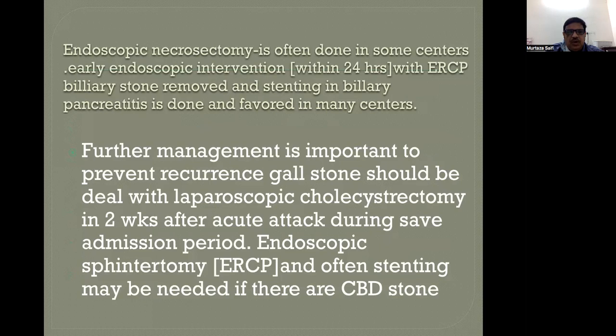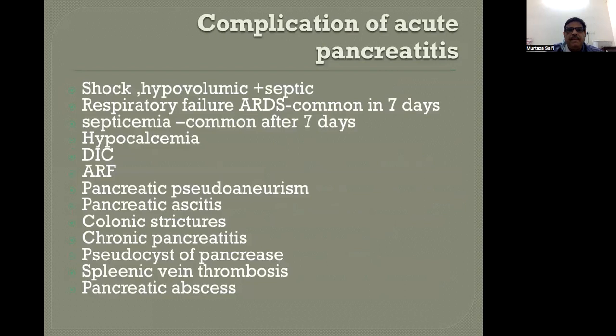Further management is important to prevent recurrence. Gallstones should be dealt with by laparoscopic cholecystectomy within 2 weeks after the acute attack, during the admission period. Endoscopic sphincterotomy, that is ERCP, and often stenting may be needed if there is a CBD stone. Complications are very important; the patient may die from them. So we must keep in mind the various complications of acute pancreatitis which should be dealt with.